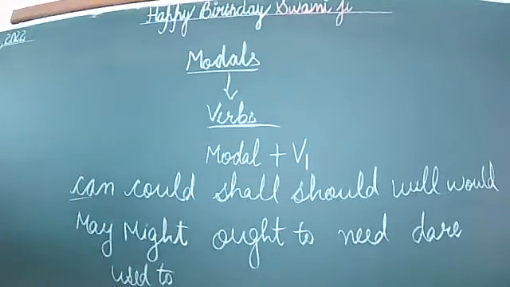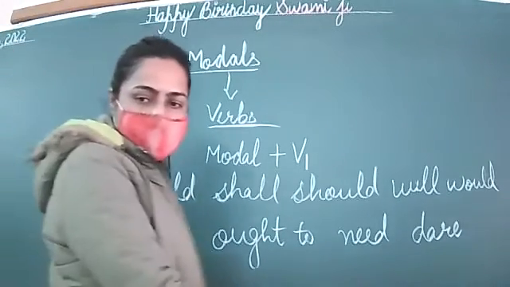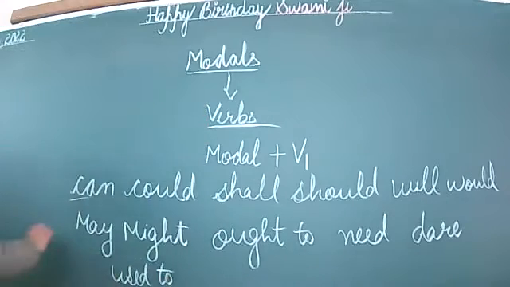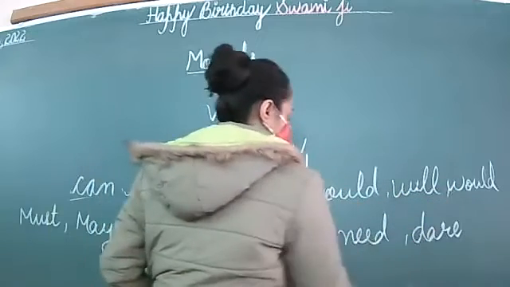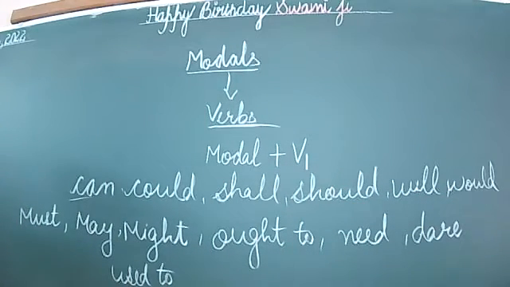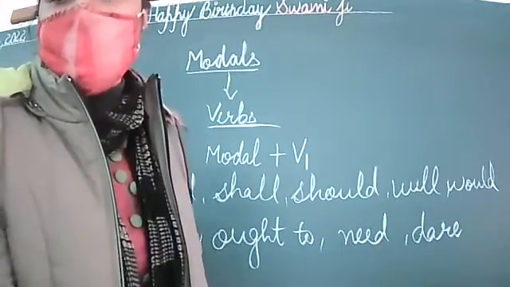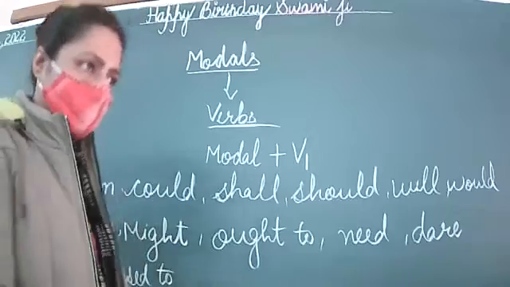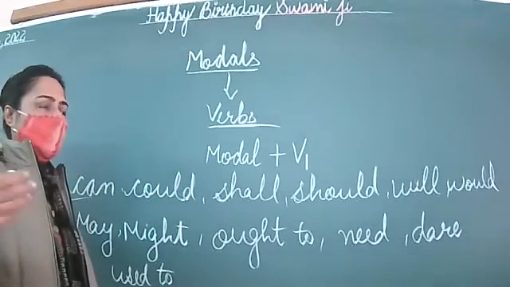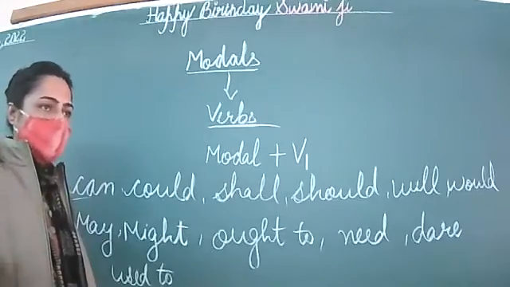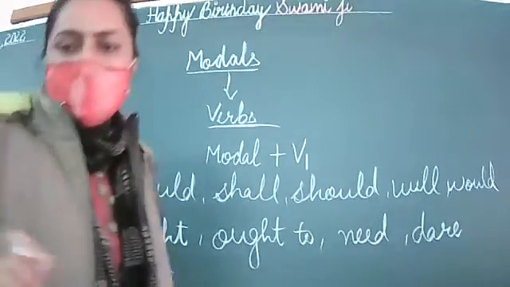Done? Must. Yes, Paramjeet. We have forgotten must. So after these model auxiliaries, right after them you need first form of the verb. Is it okay? Model plus, means must plus verb. Whatever you have to write, first form of the verb. This is important.